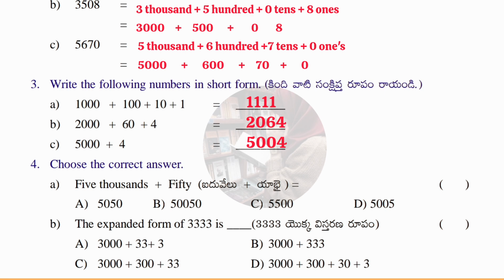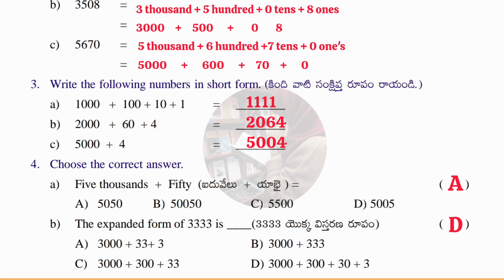Okay guys, let's see the fourth Roman, which is choose the correct answers. First one, 5000 plus 50 is equal to 5050. So answer is A. Second question, the expanded form of 3333 is D. We can write it as 3000 plus 300 plus 30 plus 3. So answer is D. Understood guys? Okay, if you didn't understand, please just go back a few seconds and listen to it once again. Inshallah, you will get this.